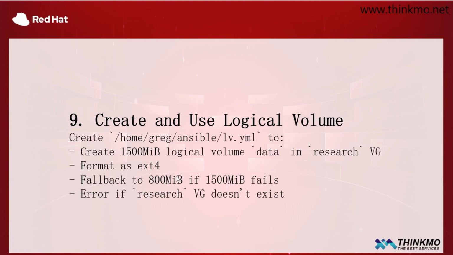First, if your size is less than 1500 memdi, then create two partitions, one of 500 memdi and one of 800 memdi. Second, if the volume group does not exist, then display a message indicating that the volume group does not exist. And furthermore, do not mount the logical volume in any way.